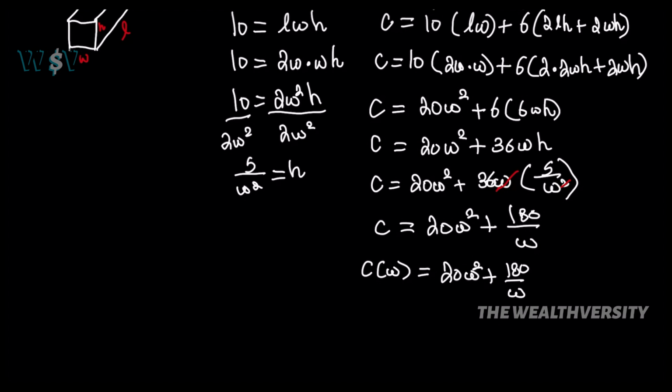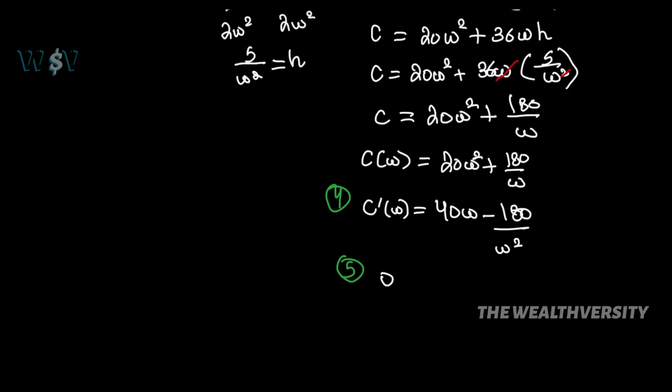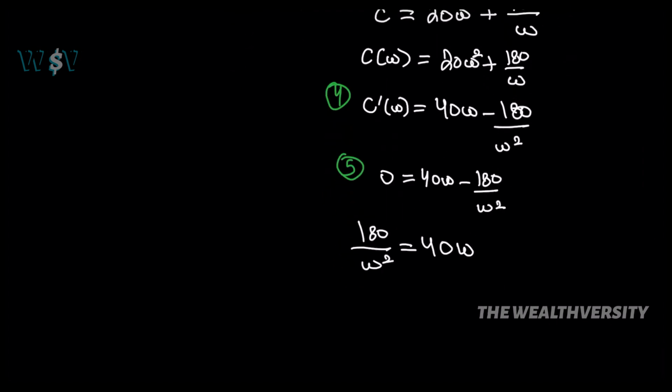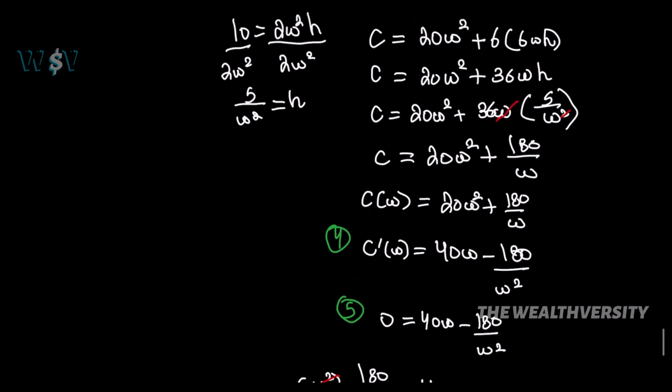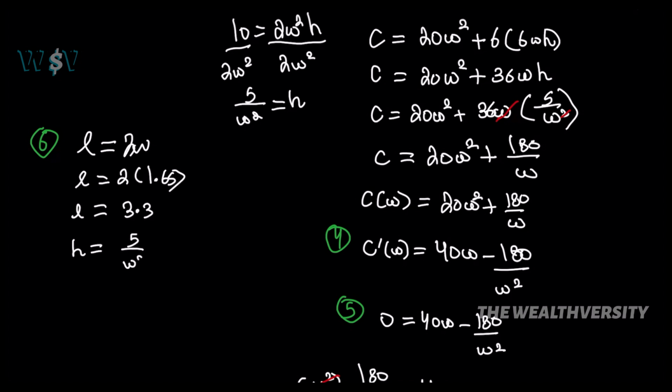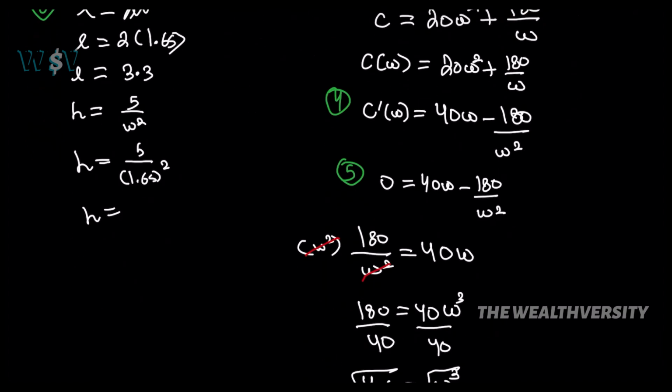Now that we have the cost function that we need to optimize for the minimum cost, we find the first derivative, which is 40w minus 180 divided by w squared. Now set the first derivative equal to 0 to get the critical point where the minimum cost should occur and solve for w. We get that w is equal to approximately 1.65 meters. Now we have the width that should give us the cheapest cost, so we use it to find the length and the height of the container. Since length is 2w, we get that the length is approximately 3.3 meters, and the height is approximately 1.84 meters.